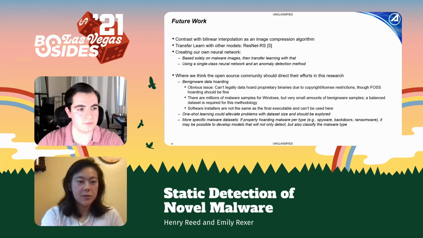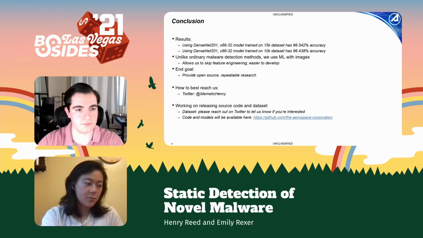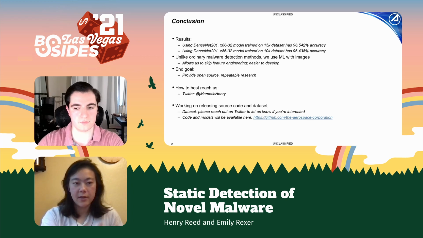So in conclusion, using DenseNet 201 for both data sets, the highest accuracy we were able to get was about 96.5%. And unlike normal malware detection methods, we're using machine learning on images, which is pretty weird. This allows us to skip feature engineering, so it's a lot easier to develop and to deploy. And again, the end goal for this is to provide open source repeatable research.